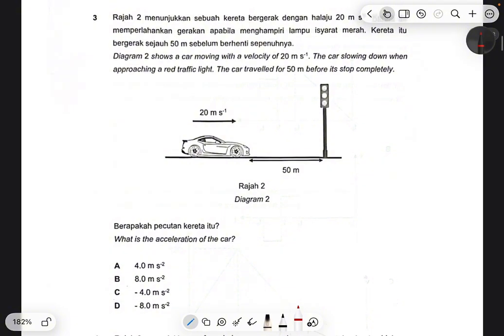Next. Diagram 2 shows a car moving with a velocity of 20 meter per second. The car slows down when approaching a red traffic light, and the car traveled for 50 meters before it stops completely. Okay, so this we have to use the SUVAT method, and I'm going to open the textbook to find the formula. Okay.